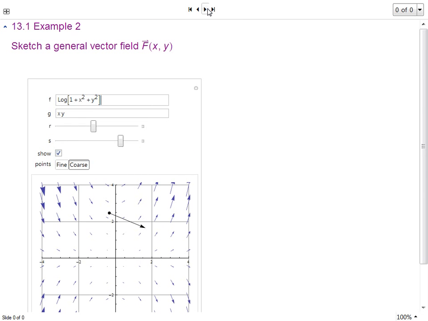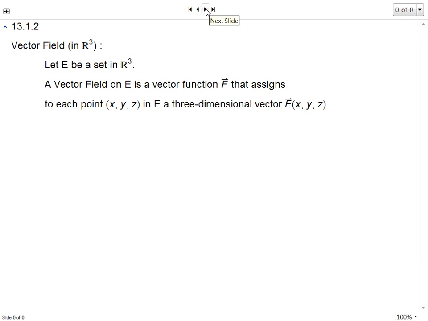All right, I only put that code in there because some students in the past have been downloading the CDF player and getting these files from me, and they can go play with it themselves. But okay, now if you have a vector field in R2, then of course you can have a vector field in R3, which means at every point in three-dimensional space, there is a three-dimensional vector. Now this is more like real life, right?